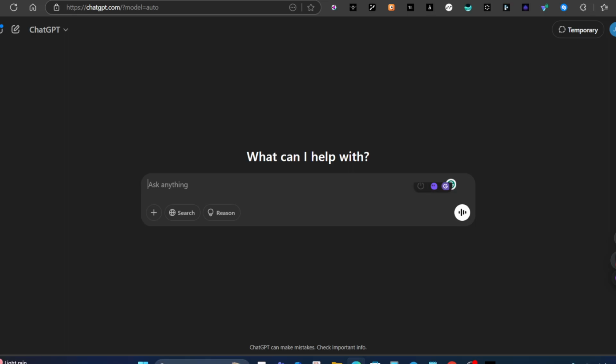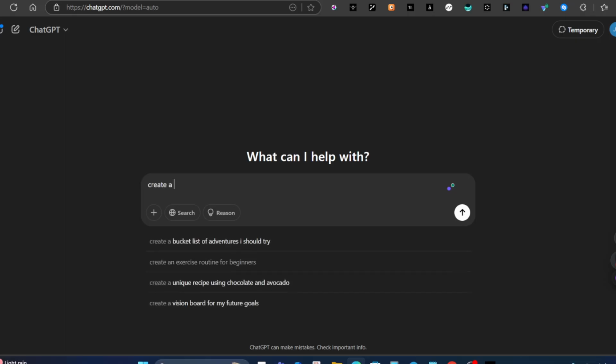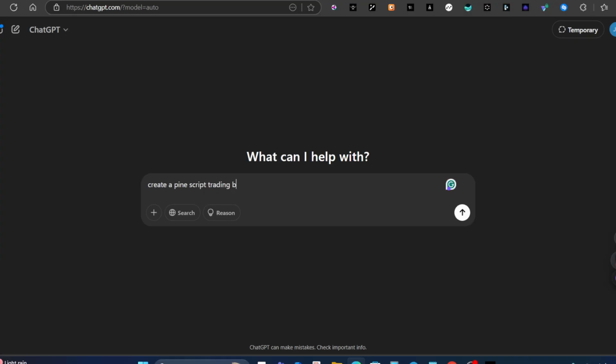So I am just going to start by asking ChatGPT to generate a trading robot, and I'm just going to use the prompt: create a Pine script trading bot that uses RSI and moving averages for buy and sell signals.